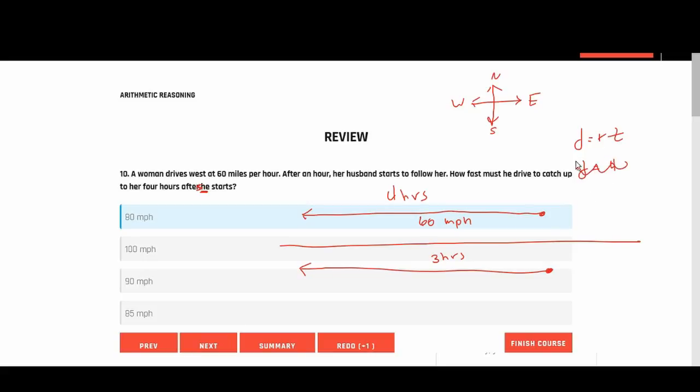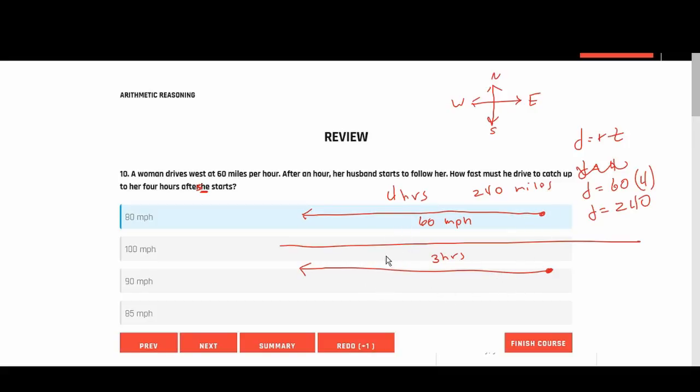We're told that she drove at a rate of 60 miles per hour, so that's R, for 4 hours, which is T. 60 times 4 is 240. Okay? So we know in 4 hours she drove 240 miles.